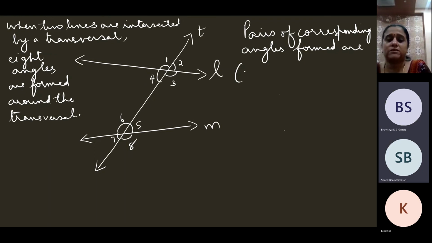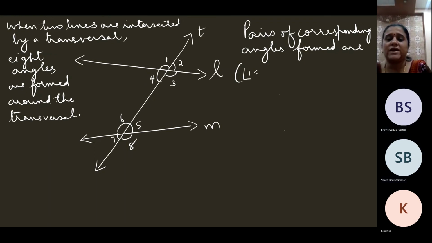Angle 1 and angle 6, ma'am. Very good. So you can see 1, 4, 6 and 7 lie on one side of the transversal. You should select one interior and one exterior angle. So supposing you select the exterior angle 1, you should take one interior angle. But you cannot take 4 because 1 and 4 will form a linear pair. So don't take 4. So you have to take 6. So 1 and 6. Is that clear, children? Yes, ma'am.